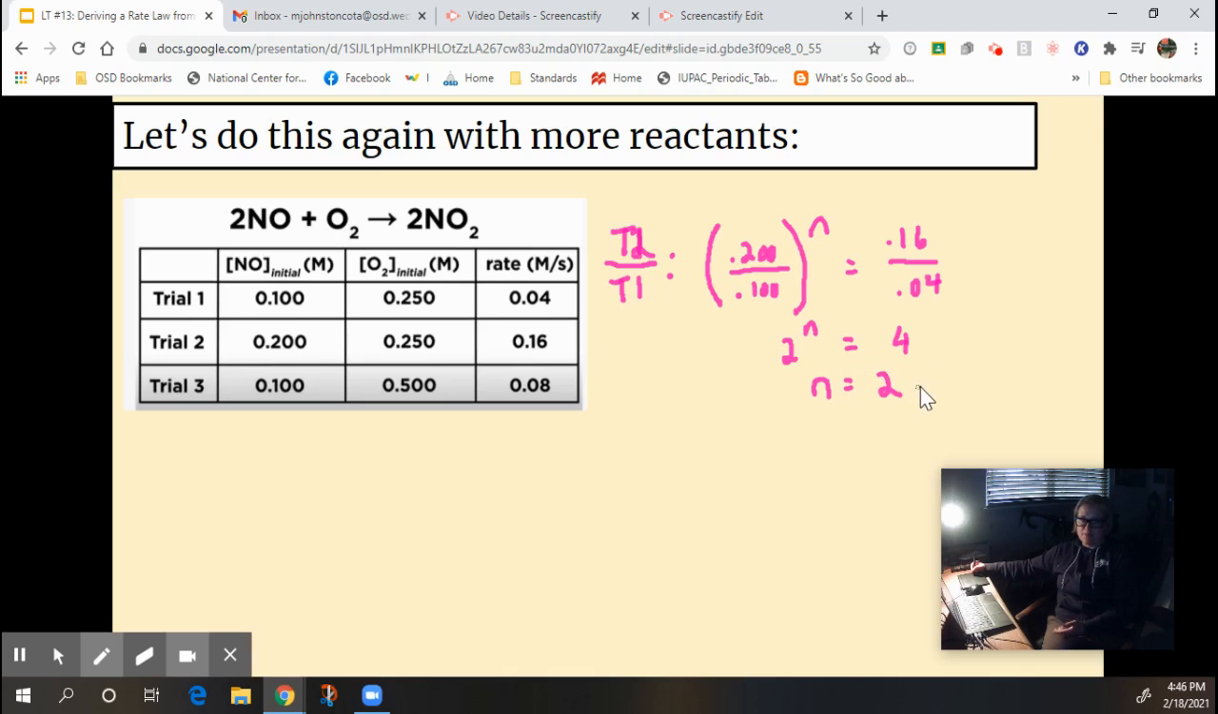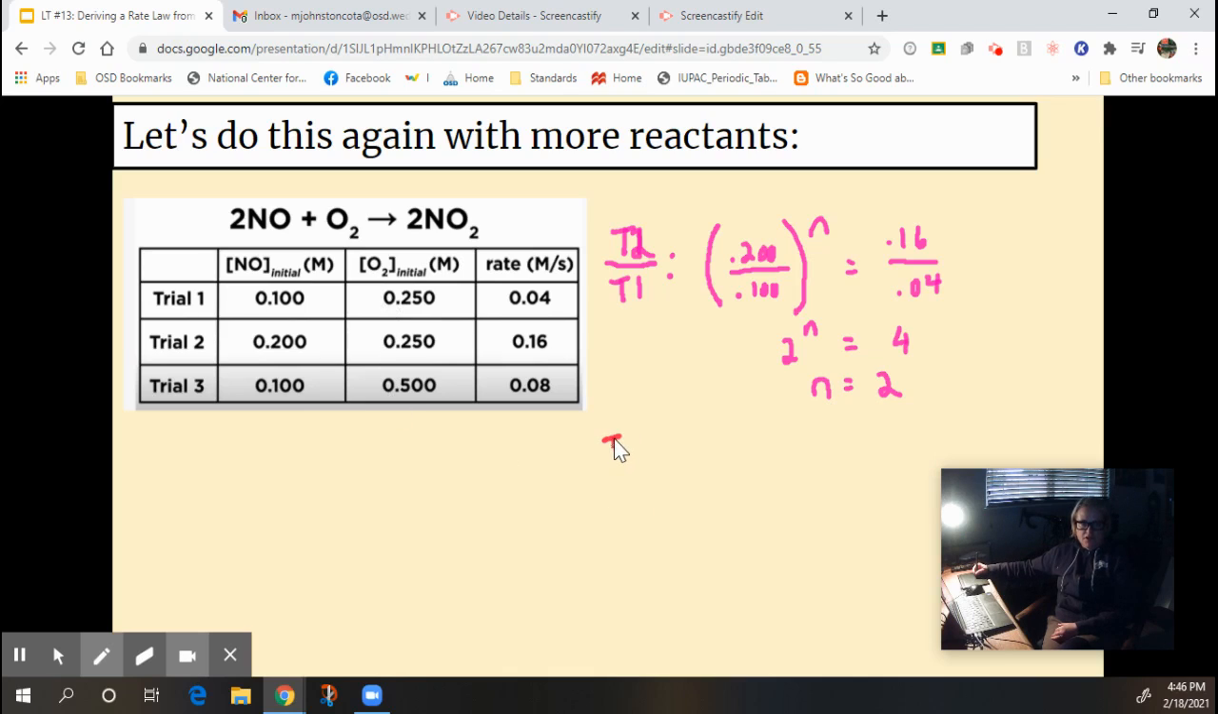So what does that mean? It means that every single time I double the concentration of my NO, I will quadruple the rate. So I know my order of reaction for the first reactant. And now let's look at the second reactant here. We're going to look at controlling NO and manipulating O2.